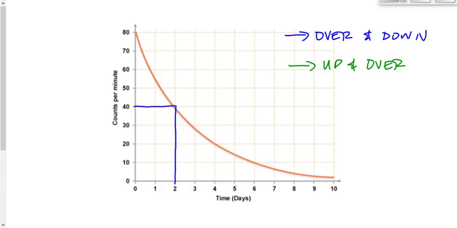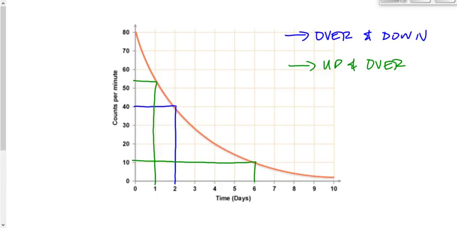What if I asked you how much remains after 6 days? Go up and over. 6 days, up and over. Oh, looks like 10 counts per minute remains after 6 days. How much remains after 1 day? Up and over. Looks to be about 54-ish counts per minute. This is a question on a test, by the way. You're going to have a lot more grid lines to be able to distinguish exactly what the number is.